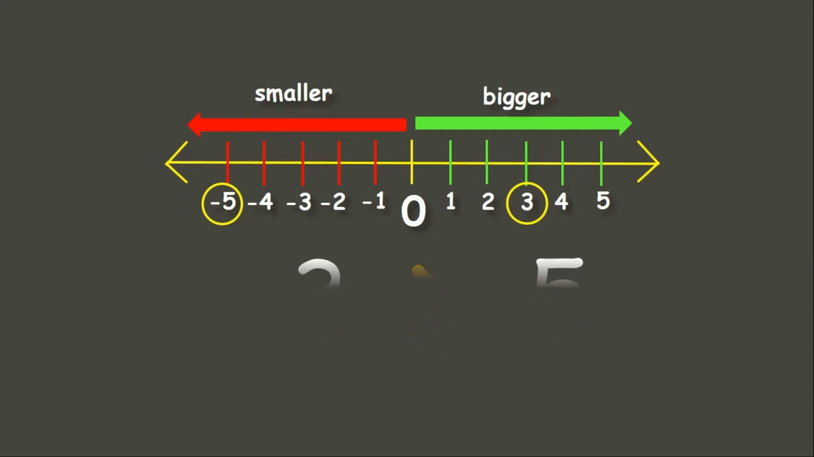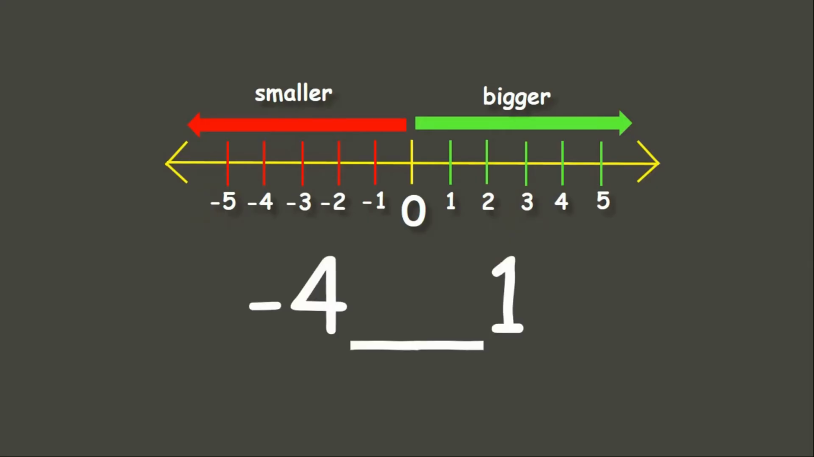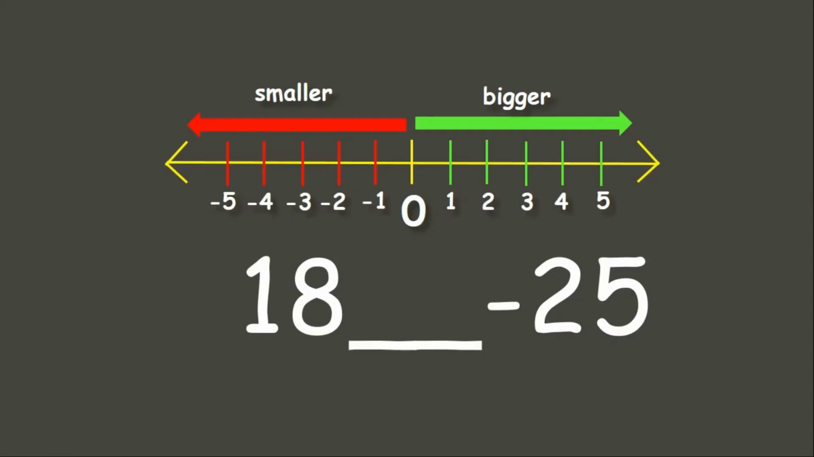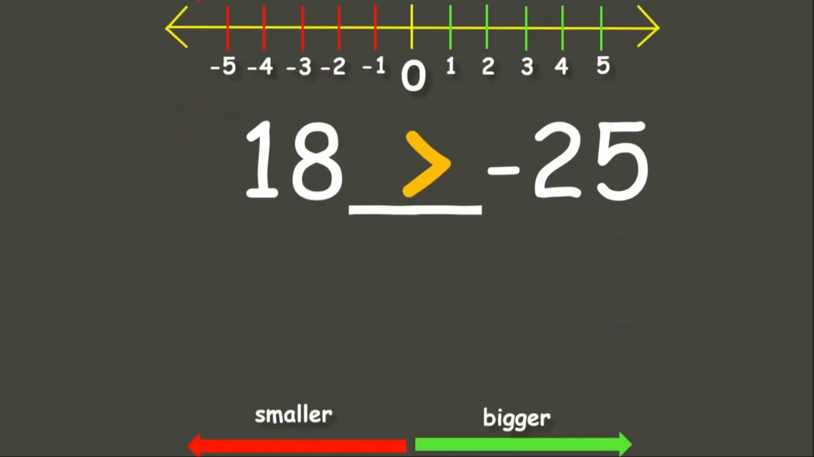Let's have another one. This time, let us compare negative 4 and positive 1. Again, all negative numbers are less than positive numbers. This means that negative 4 is less than positive 1. Now let's have another one. What about we compare positive 18 and negative 25? Since all positive numbers are greater than negative numbers, it means that positive 18 is greater than negative 25. Awesome!